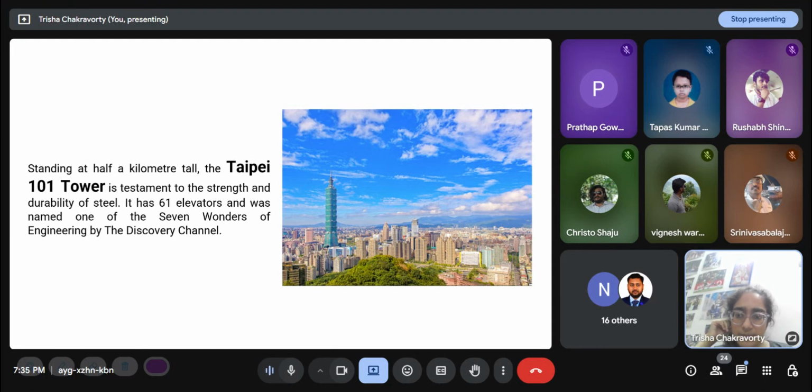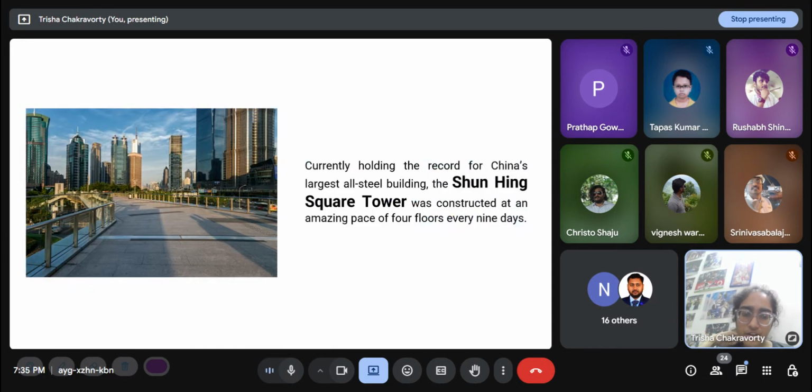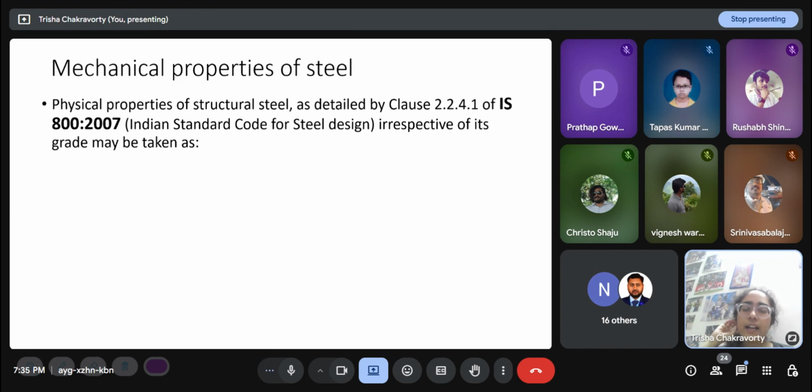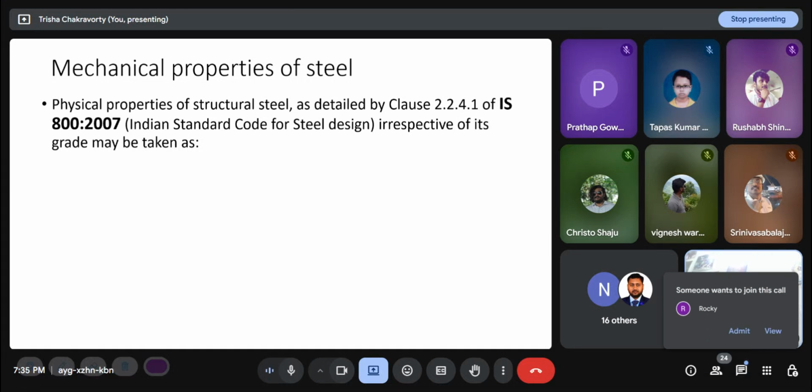Then there is the Taipei 101 Tower, the Square Tower, Chicago's Willis Tower. Most of these are bridges or tower-like structures. That is where the wonder of steel comes in. And now let's look at the mechanical properties of steel. This is very important because understanding this basic part will keep on cropping up everywhere you use steel, whether as part of concrete or as steel itself. You will need to be aware of what the properties are.